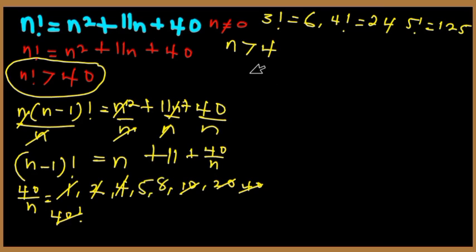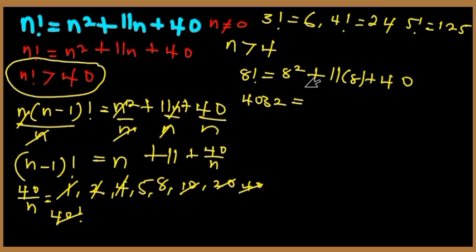So now let's look at 8. Let's put 8 into the original equation. So I have 8 factorial equals 8 squared plus 11 times 8 plus 40. So 8 factorial is 40320, and 8 squared plus 11 times 8 plus 40 gives us 192, which is not true. This one is not equal to this one, so 8 is not among the solutions.